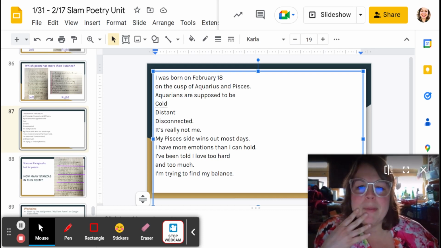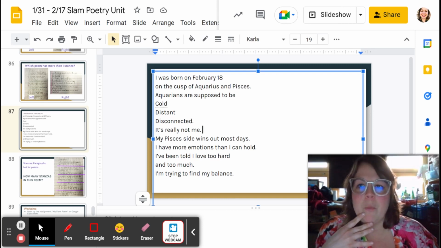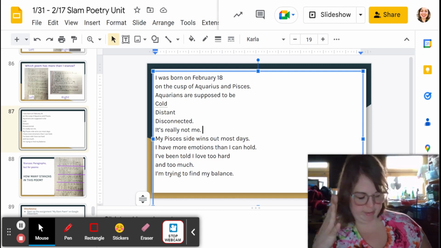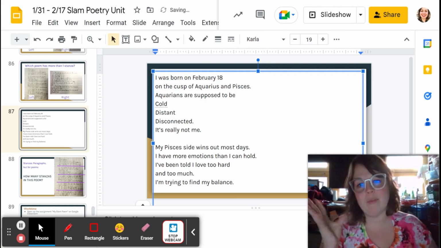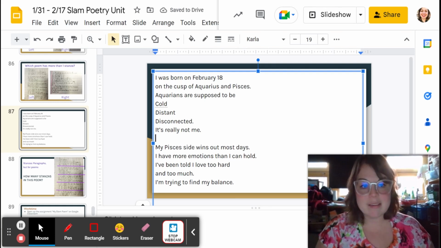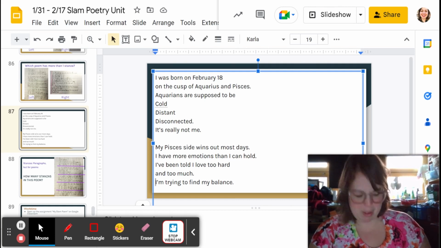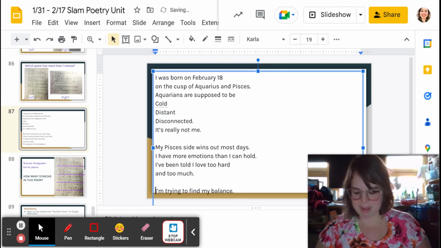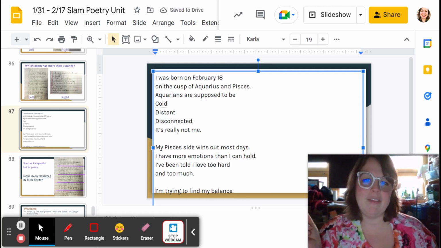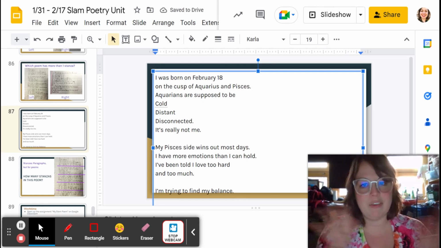You can see that my poem is a little bit about being an Aquarius and a little bit about being a Pisces. So a nice place to put a stanza break is when I switch over from Aquarius to Pisces. My thoughts are switching, and so I'm making it its own stanza. I'm trying to find my balance. That might be a nice beginning of stanza 3 because I'm switching topics.